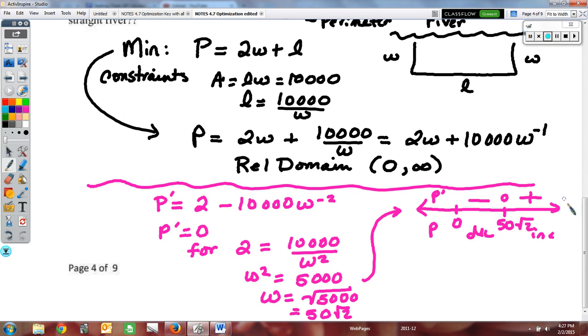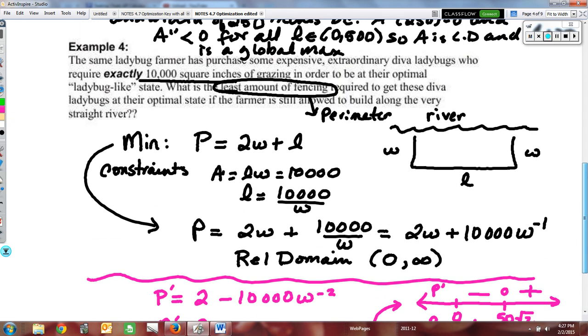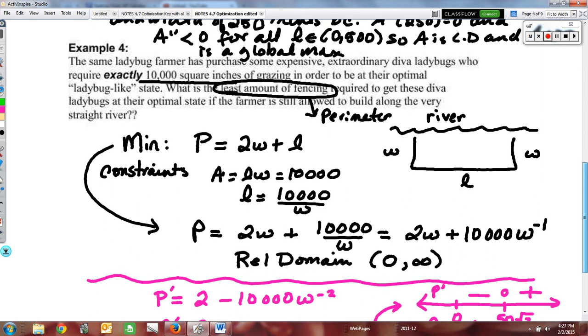So our answer, and again, what are we asked? We're asked to find the least amount of fencing. Now notice they didn't ask me to find L and W. They actually asked me to find the least amount of fencing required.